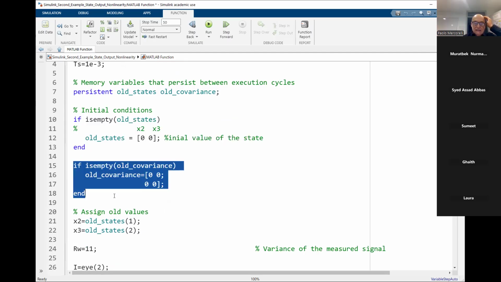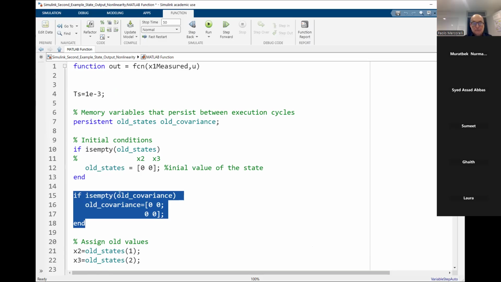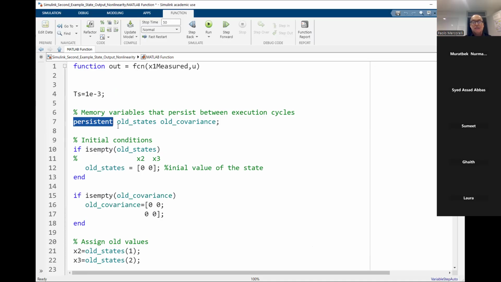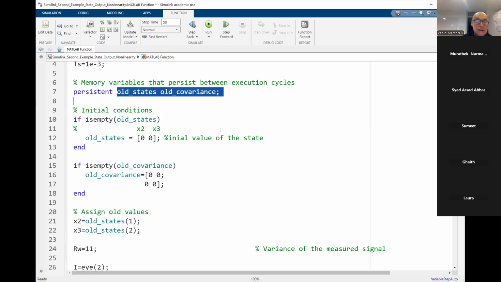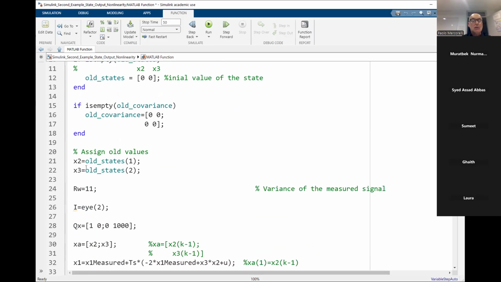The same here, the old covariance, the a posteriori covariance. Do you remember in the interpreted file, we gave the initial value externally, let me say. Here we do everything internally because the key point, do you remember this persistent? I told you three times about this persistent. It is the variable which has to be considered inside for the recursivity of the algorithm, if you want.